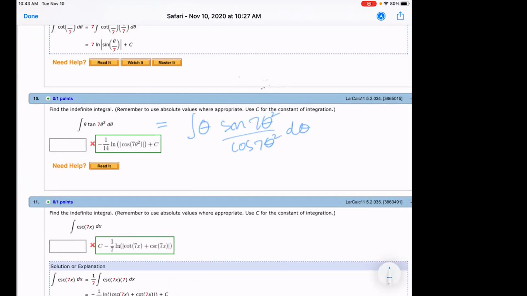All right, so you're gonna say, you know what that is. You're gonna say, okay, my u is equal to cosine 7 theta squared. My du is equal to negative sine 7 theta squared times 2 theta d theta, because you gotta take the derivative of theta squared, which is 2 theta. Let me write down a little bit more clearly so you can see.